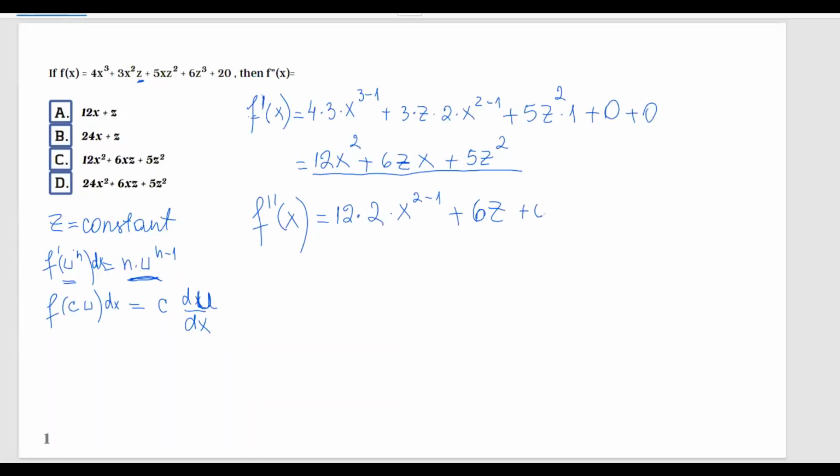So plus 0. Now if we solve for that, this is going to give us 24x plus 6z. This now is the second derivative of f, 24x plus 6z. And the correct answer is B.